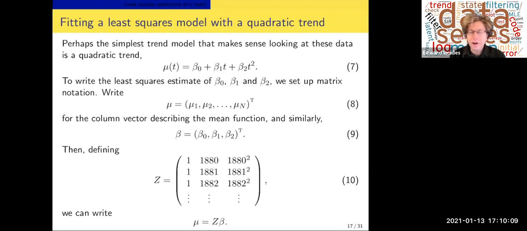One difference in time series is that we tend to reserve capital X for a random variable for a time series model, and so we use Z for the matrix of covariates.